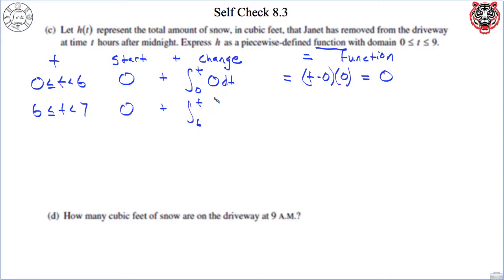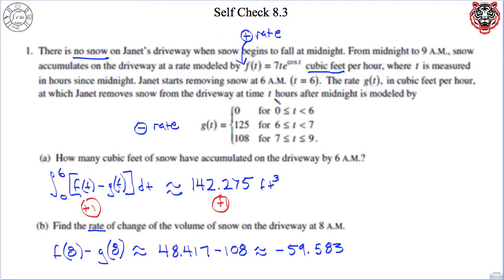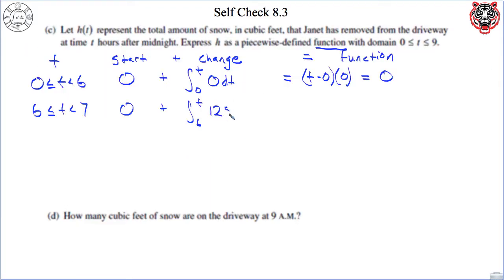All right, so the change here between 6 and 7, she's shoveling 125. So this is going to be the integral of 125 dt. And again, that's going to be t minus 6, because you just do the bounds subtract each other. T minus 6, times 125. I could simplify that a little bit if I wanted to. It's 125t minus, what is that going to be, 450 or something like that? But yeah, just leave it like that.